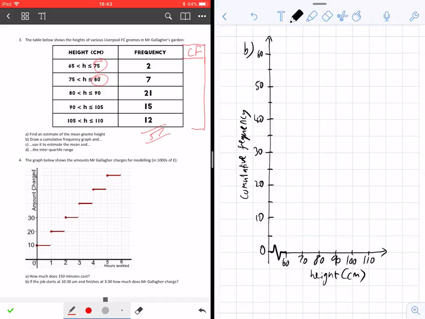And that's just a running total of the frequency. So 2 so far, add 7 gives us 9 so far. Add 21 gives us 30 so far. Add 15 gives me 45. Add 12 gives me 57 so far. It should be obviously the same as the total frequency. So I'm going to plot at 75 on the x-axis. I'm going to plot 2 on the y-axis. At 80 I'm going to plot 9, etc, etc, etc. So as I say, it's going to be very kind of rough and ready, my version.